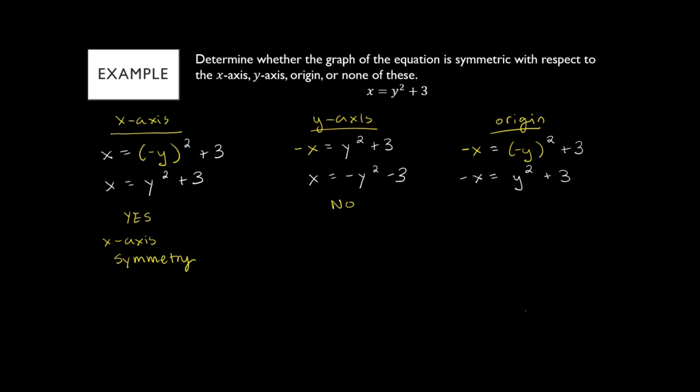And so now we're basically at our situation with the y-axis, where if we try to solve for x by dividing everything by a negative, we get a negative y squared minus 3, and that is not the same thing. So we don't have any symmetry across the origin in this case.